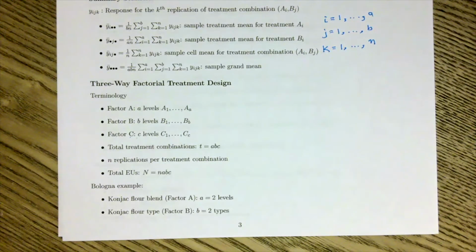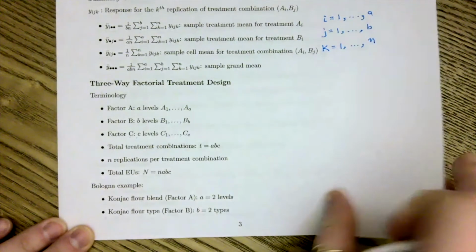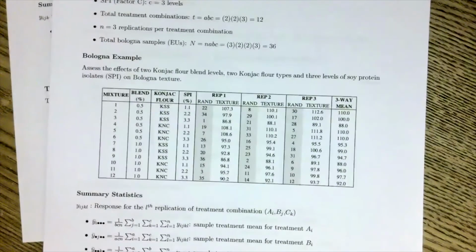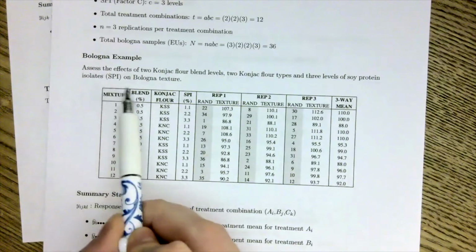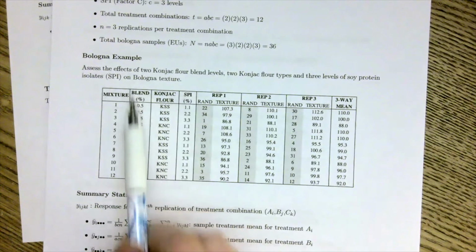Our example that we're going to be using for our three-way factorial treatment design is our baloney example from lesson 3, I think. Don't quote me on that one. I don't really remember. But we've seen this baloney example before, right here. But before, when we were looking at it, we only looked at the mixture as our treatment.